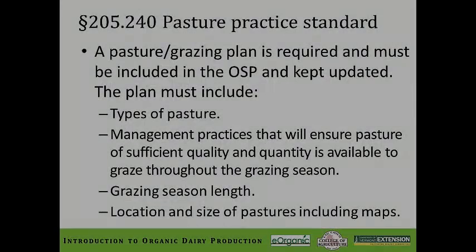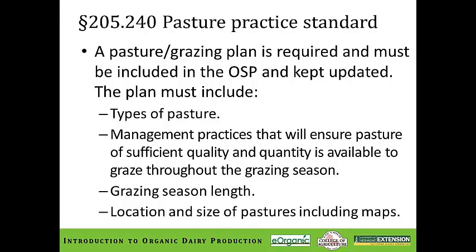We're now going to go over section 205-240, which is the pasture practice standard. This section requires a grazing plan or pasture plan, and that plan must be included in the OSP, or the Organic System Plan, and this grazing plan has to be kept up to date. The plan needs to include a description of the types of pasture, of the management practices that are going to be used to ensure that pasture of sufficient quality and quantity is available to graze throughout the grazing season.